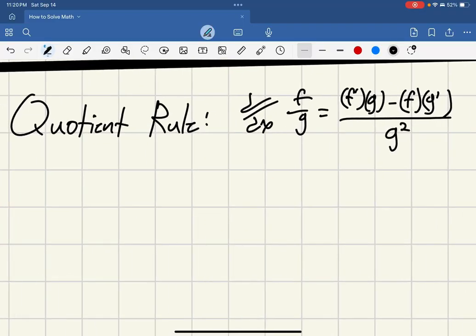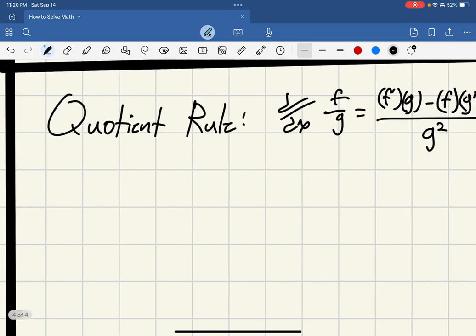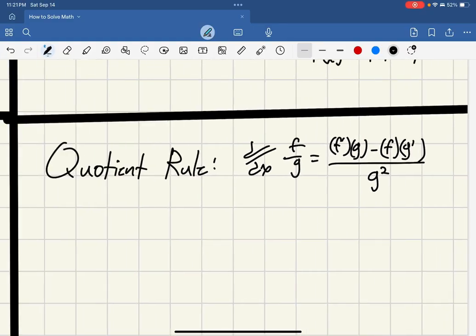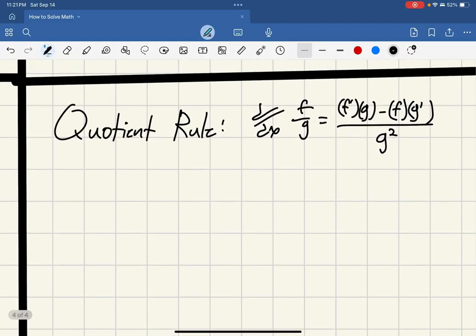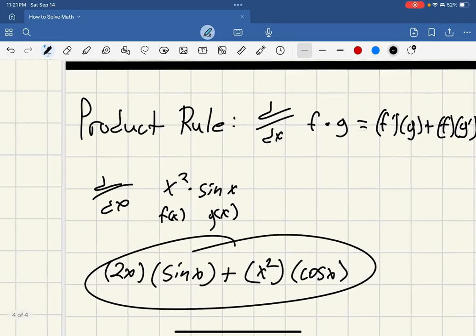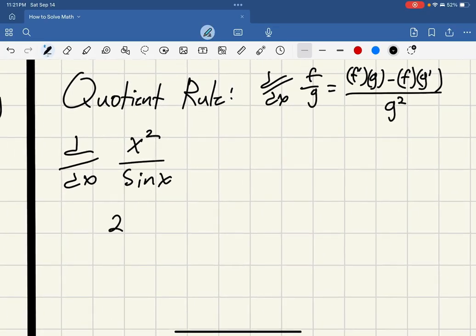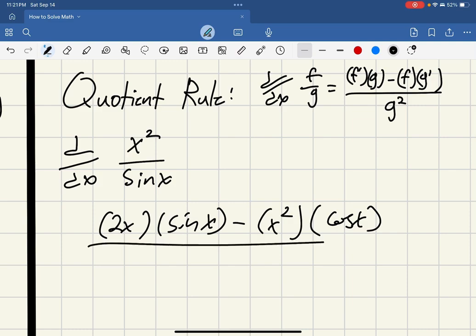Anyways, now how you do the quotient rule. This is if you're trying to take the derivative of f over g. Basically you do the exact same thing as the product rule, except that you subtract f times g prime and put it over g squared. So let's take the derivative of what we just did right here. Instead of x squared times sine of x, it's going to be x squared over sine of x. So it's going to be 2x times sine of x minus x squared times cos of x, over sine squared of x. There we go.